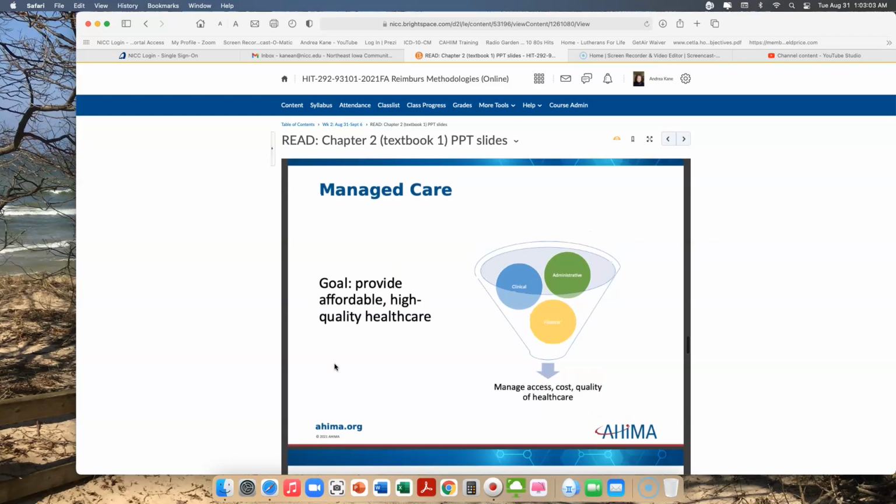So moving on to managed care. Managed care came into being because there was a push to control costs. Their goal is to provide affordable, high-quality health care, but to manage access, cost, and quality to make that happen. The information about managed care starts at the top of page 25.